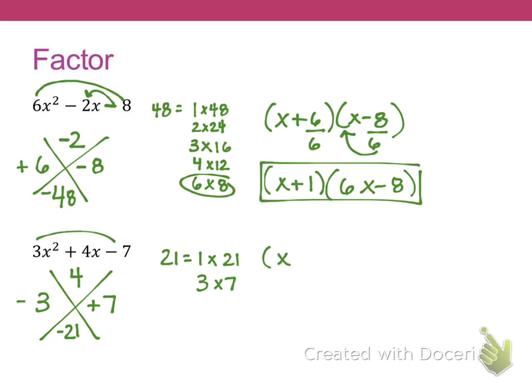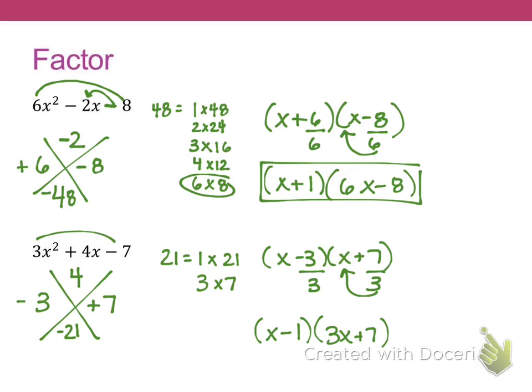So I do x minus 3, x plus 7. Bottoms up, so I divide each one of these by 3. The first one is going to simplify, so we're going to do x minus 1. Bottoms up to the second, 3x plus 7. Okay, let's do some more.